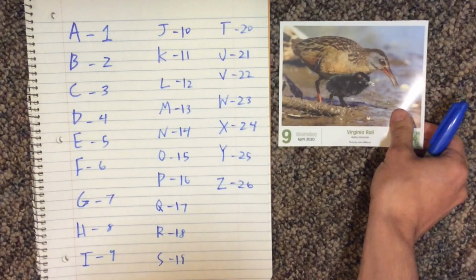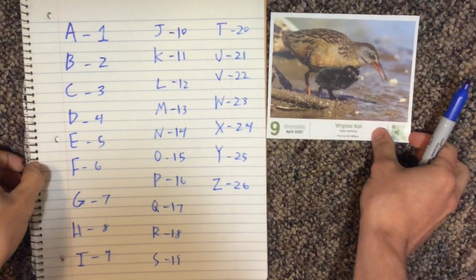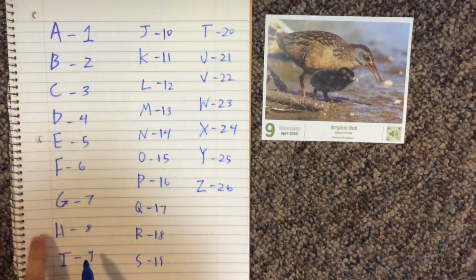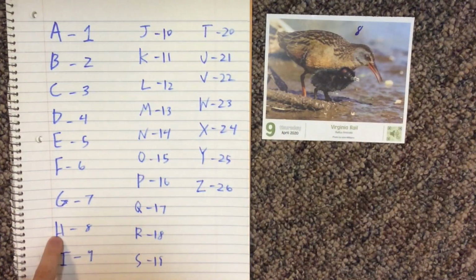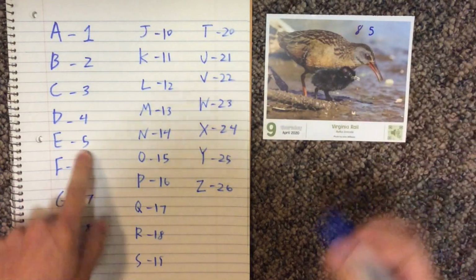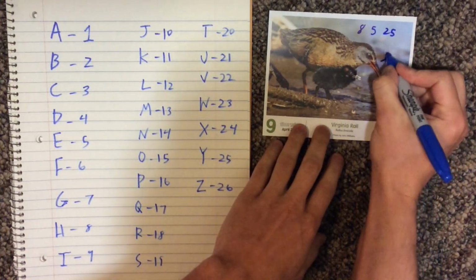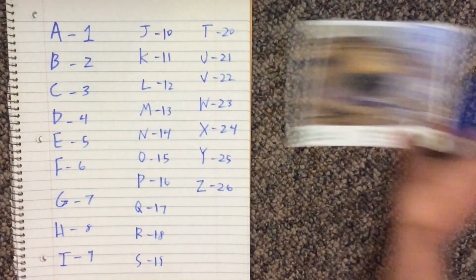So if I want to respond back to whoever slipped me that bird, I'm going to use the Virginia rail here. So let's see, what should we say back? Let's say hey. So to say hey, our first letter is H, so we'll put 8. Our next letter is E, which is 5. And then Y is 25. So we can now slip this to our fellow spy.